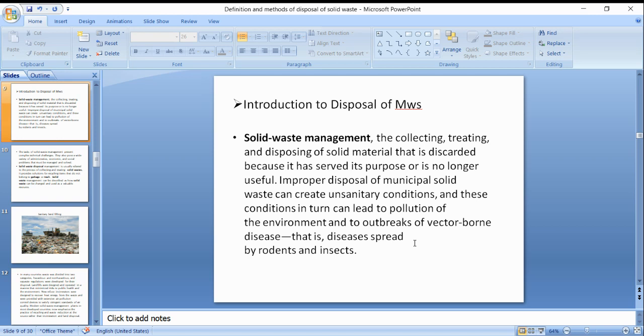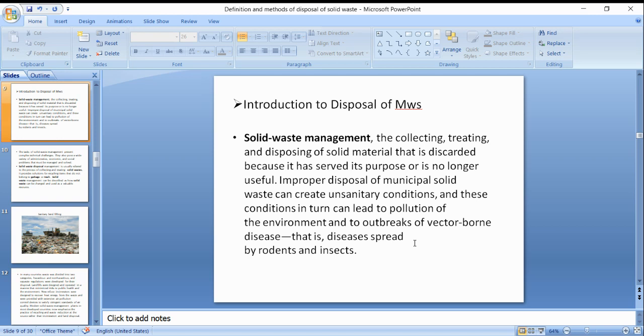So what do we mean by the disposal of municipal solid waste? It is the collecting, treatment, and disposing of solid waste material that is discarded because it has served its purpose or is no longer useful. Improper disposal of municipal solid waste can create unsanitary conditions, and these conditions in turn can lead to pollution of the environment. So the final target is that it should not impact the environment.